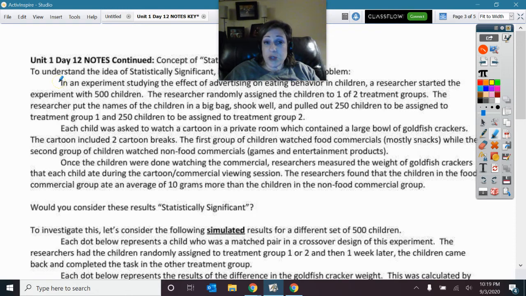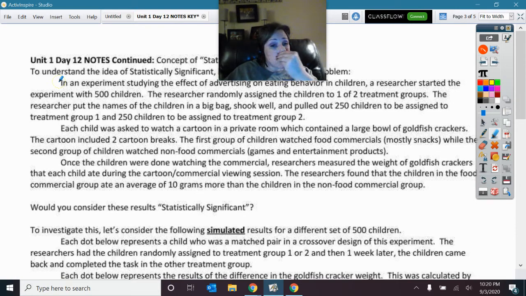Once the children were done watching, the researchers weighed the goldfish crackers that were left, so they knew how much the children ate based on their particular cartoon and commercial. The researchers found that the children in the food commercial group ate an average of 10 grams more than the children in the non-food commercial group.